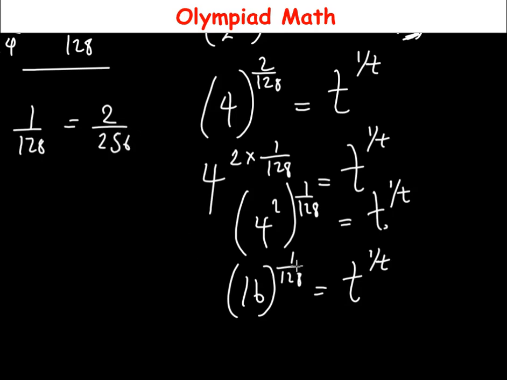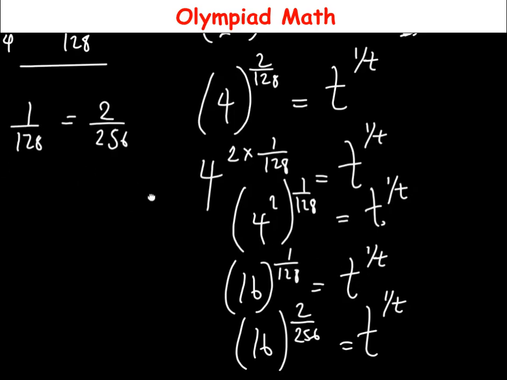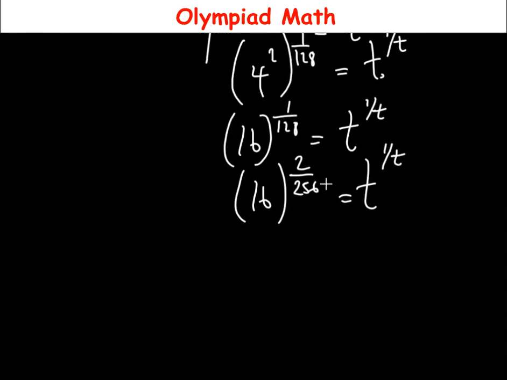So in place of 1 over 128, you can bring in 2 over 256, right? So in bracket 16 all raised to power 2 over 256 is equal to t all raised to power 1 over t. Now with this, we can factorize out 2 from here. We then have in bracket 16 all raised to power 2 times 1 over 256 is equal to t raised to power 1 over t.